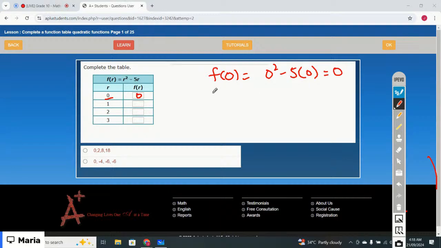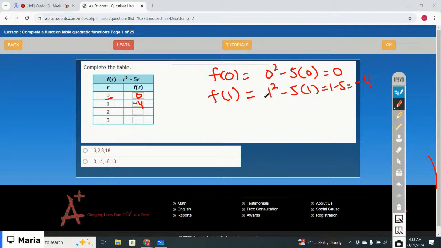The next one is r equals 1. Let's put in the values: 1 squared minus 5 times 1. 1 minus 5 is negative 4. So option number 2 is the correct option. That is negative 4.